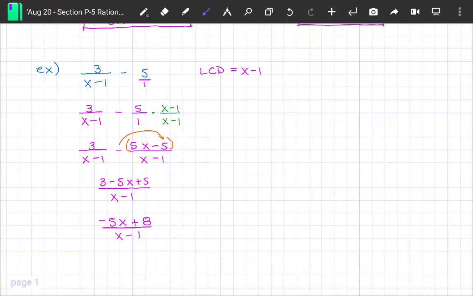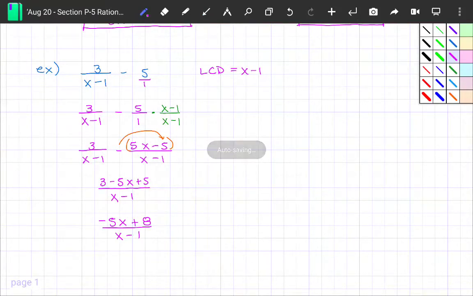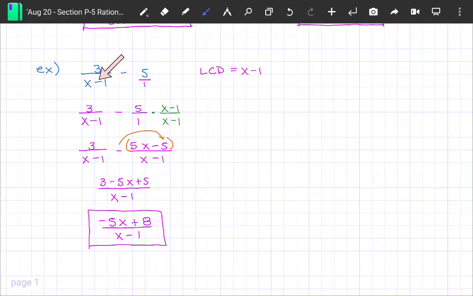Do we need restrictions here? Think about that question. And the answer is no. I didn't lose anything out of the denominator. If you lose something out of the denominator, that's when you need restrictions. But I didn't. In my denominator, I had an x minus 1, and I still have an x minus 1, so I'm good.